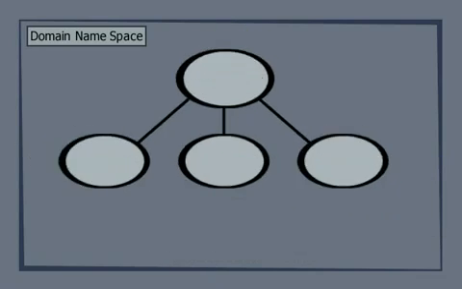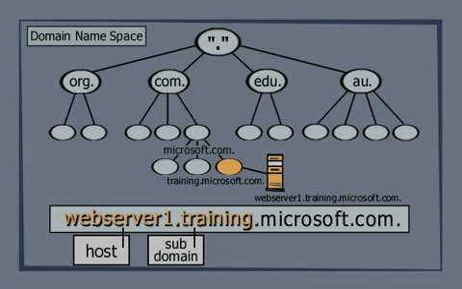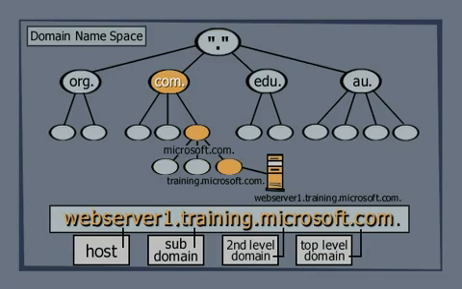A fully qualified domain name, or FQDN, describes the exact relation of a host to its domain. DNS uses the FQDN to map a host name to an IP address.